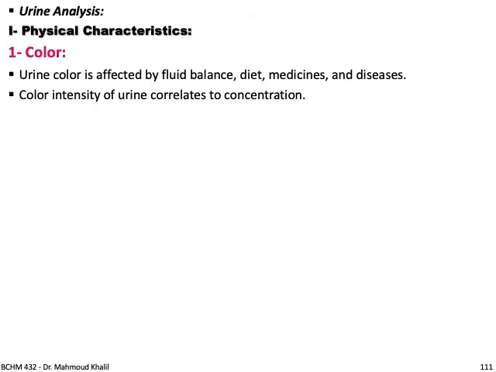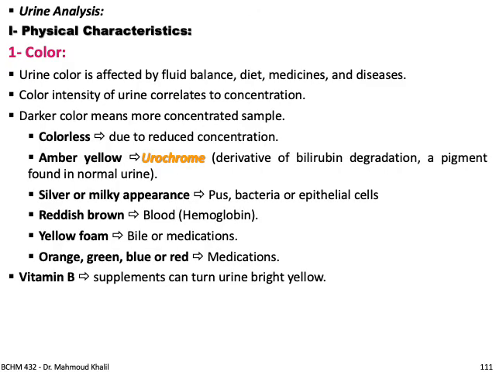For the color, the urine color is affected by fluid balance, diet, medicine, and disease. The intensity of urine correlates with the concentration. The darker the color means the more concentrated the sample. If it's colorless, it is due to reduced concentration. If it's amber yellow, urochrome, that means there is a derivative of bilirubin degradation, a pigment found in normal urine.